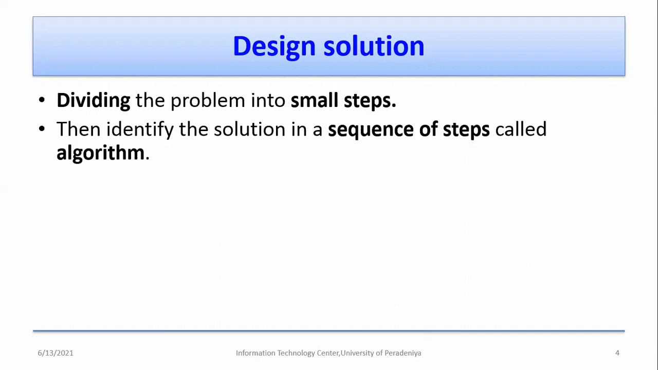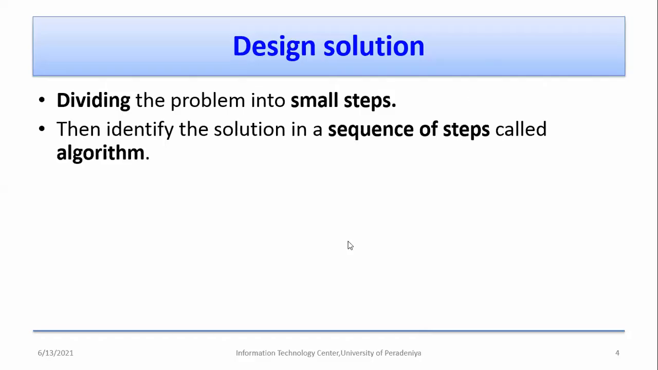Those are the sequence of steps. Here, I explained how to calculate the average stepwise, and I have to follow a particular order. So a sequence of steps is called an algorithm. Have you got it?